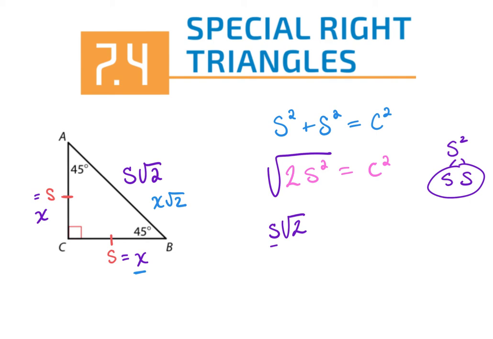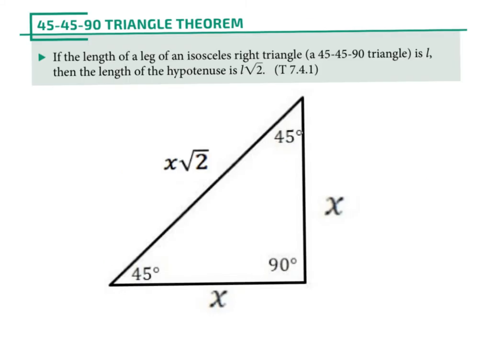You don't even have to do Pythagorean theorem here. You just have to know this. So you need to memorize these. 45, 45, 90. It is side length, side length, side length times square root of 2, okay? This theorem says it, but it says it in all verbiage. If the length of a leg of an isosceles right triangle 45, 45, 90 is L, then the length of the hypotenuse is L square root of 2. Lots of words. That means your side lengths are going to be the same. Your hypotenuse is the side length times the square root of 2. This is what you need to know for a 45, 45, 90 triangle.